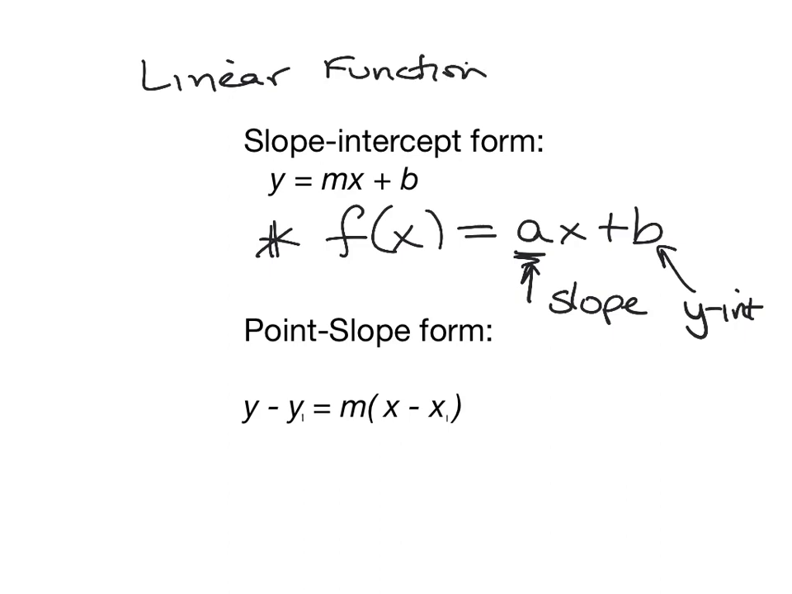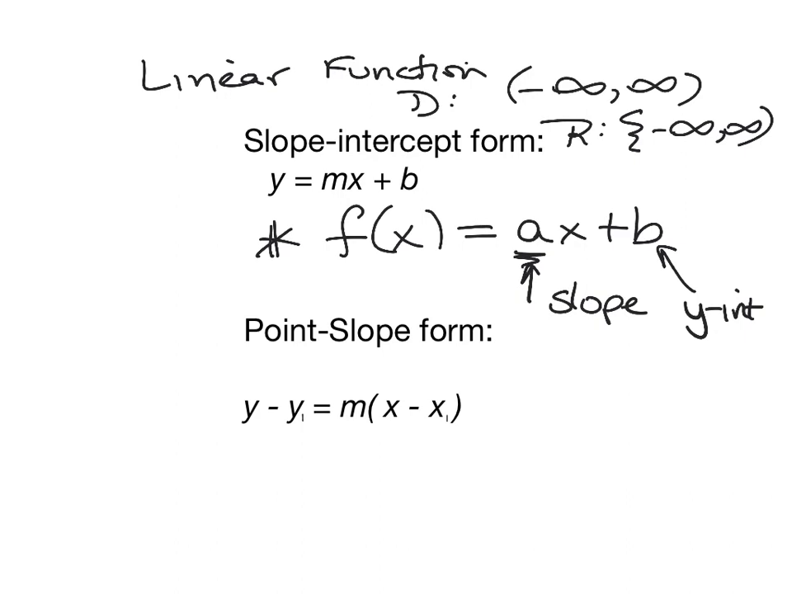The domain for any linear function or linear equation is always going to be all real numbers. Same for the range. So whenever you graph a line, it's always going to be all real numbers for both domain and range.